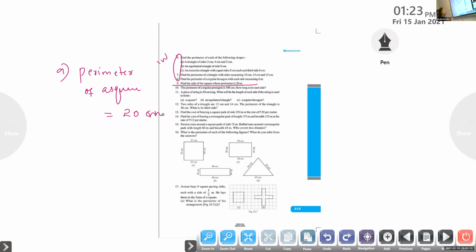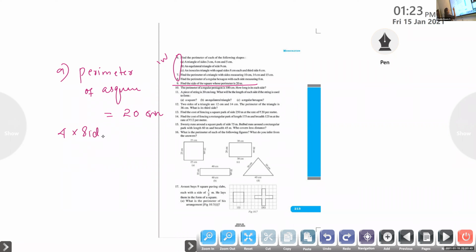Ninth question I am discussing, right? Yes, ma'am. Ninth question, perimeter of a square equal to 20 centimeters. So you have to remember the formula of how to find the perimeter of the square. That is 4 into side.